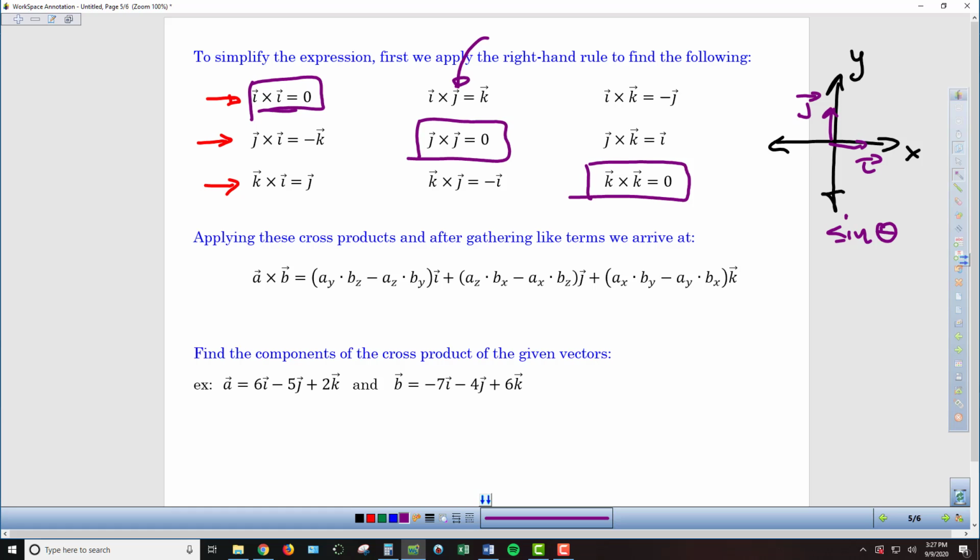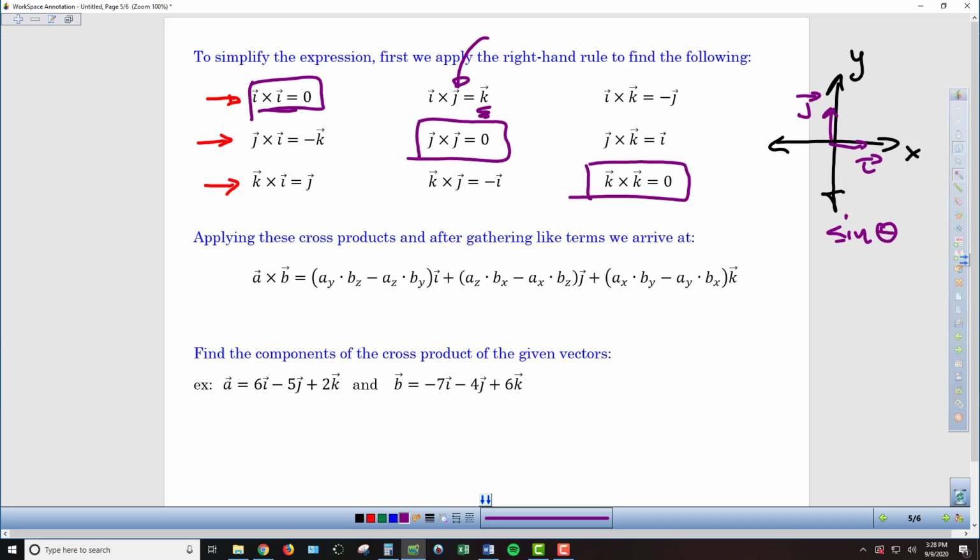So that's going to be in the direction of k. And it's going to have a magnitude of 1 because the magnitudes of the two original vectors are both going to be 1. The angle between them is 90 degrees, so the sine of that is going to be 1. So I get 1's all the way around, so I get k as my result when I take the cross product of i and j.